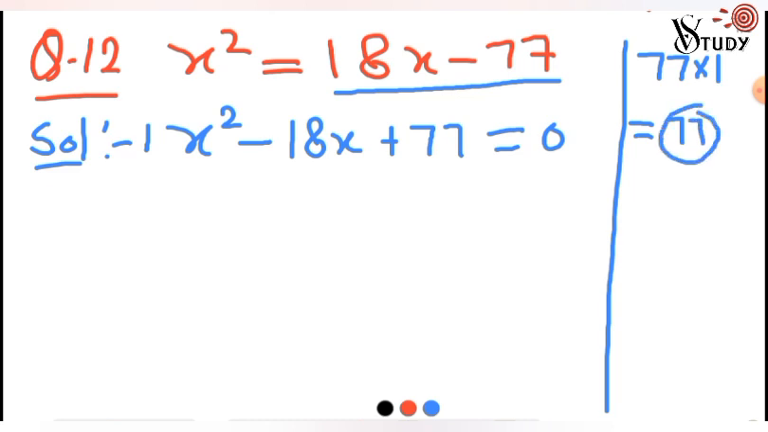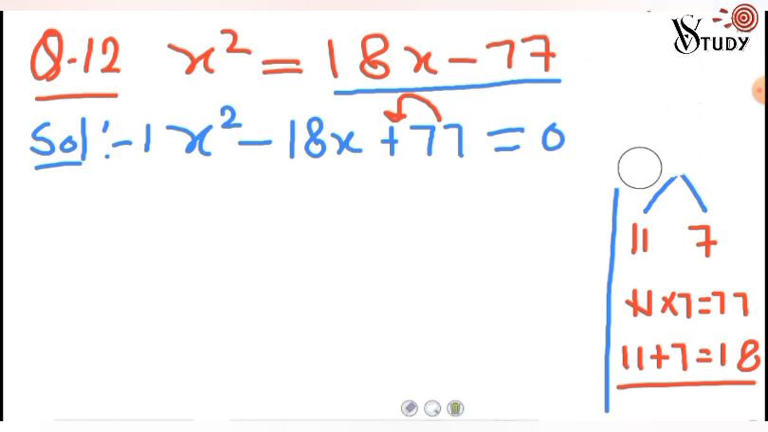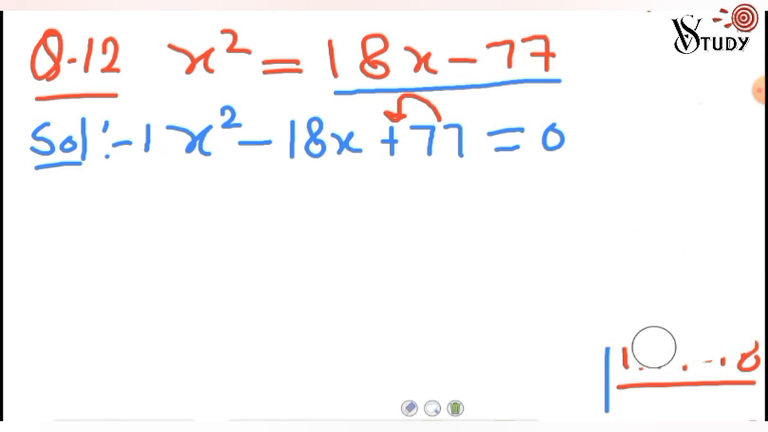Now we have to find two factors of 77. Before that, we have to check the sign of the constant term. The sign of the constant term here is positive. So the factors are 11 and 7, because the product of 11 and 7 is 77, and the sum of 11 and 7 is 18. So all the conditions are satisfied here. This is the basic strategy to solve this quadratic equation. Let's rub this out.